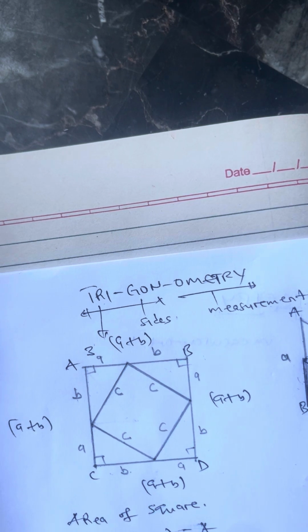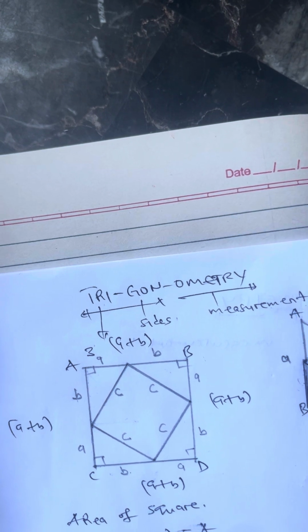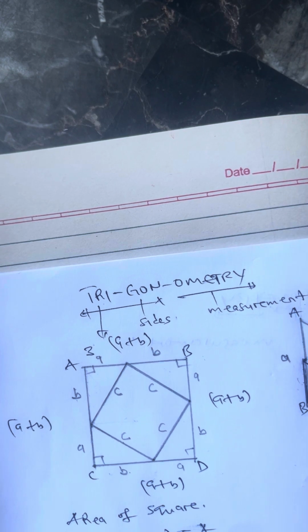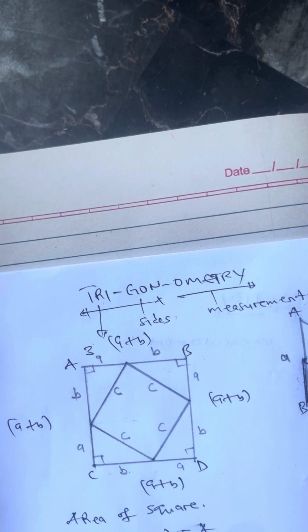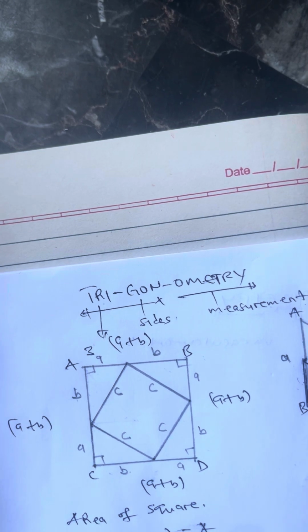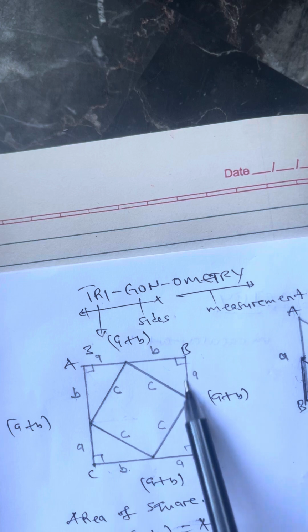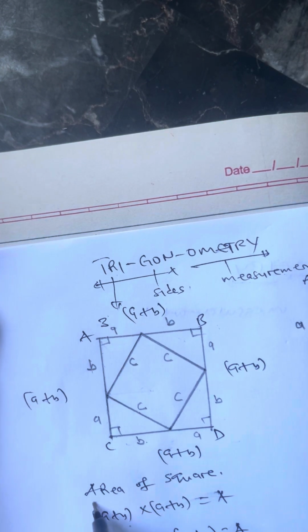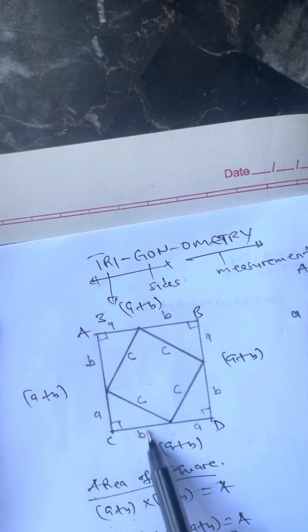That means if you arrange in such a way that after the B side you join the A side, after the A side you join here, the B side will be here, and you join the A side again till you get the complete square. The area of this square, what is the relationship between A, B, and C?